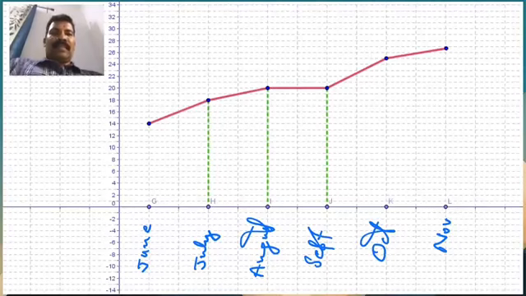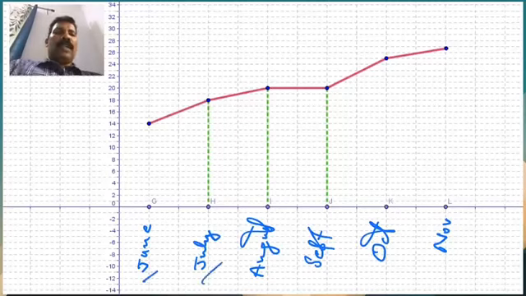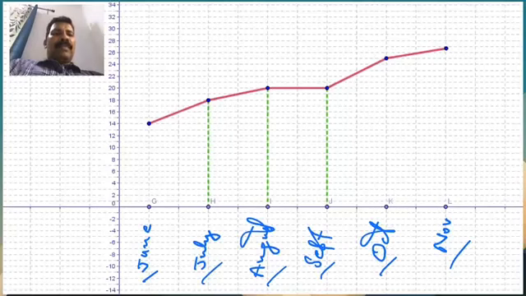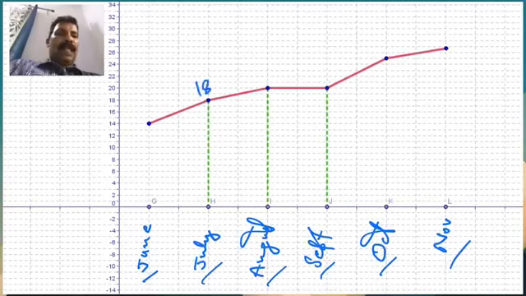Let us consider the marks scored by a student in successive unit tests conducted in June, July, August, September, October, November. When we consider the marks scored in July, you can see that is 18 marks here, and in August you can see that is 20 marks. It means the curve is going up, the student is making progress.